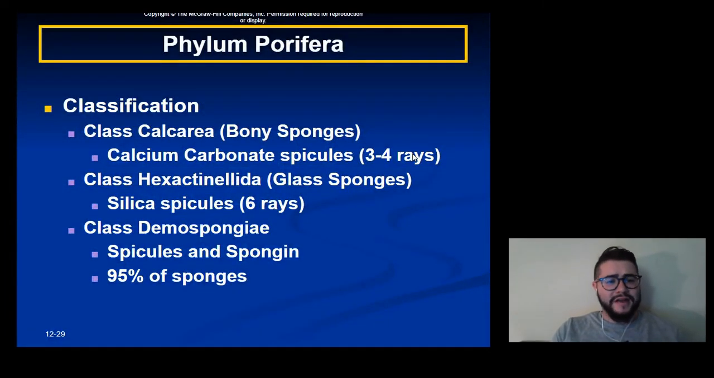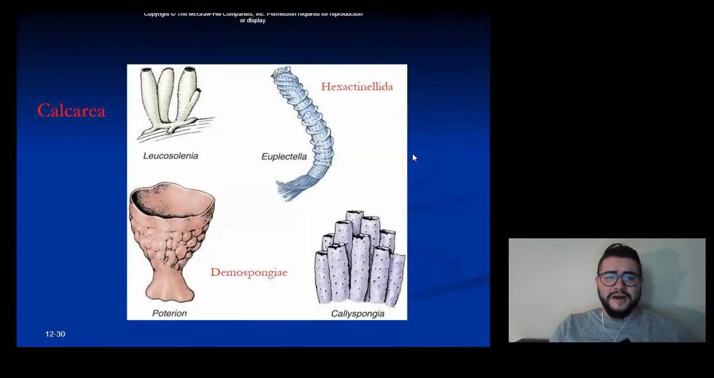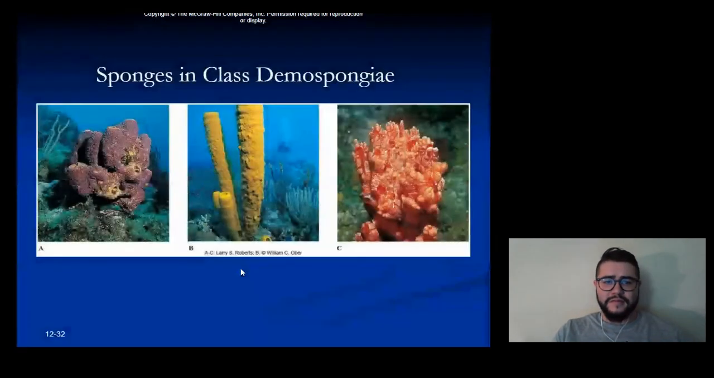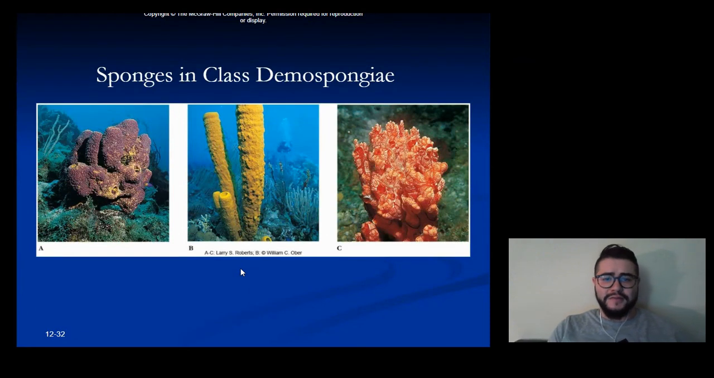Sponges are classified again into the three different classes we talked about: bony sponges, glass sponges, and demo sponges, which are the softer sponges. You can just see a couple examples here. Here are the bony sponges, right here. Here are the glass sponges and the demo sponges. And then you can see real pictures here as we go through.